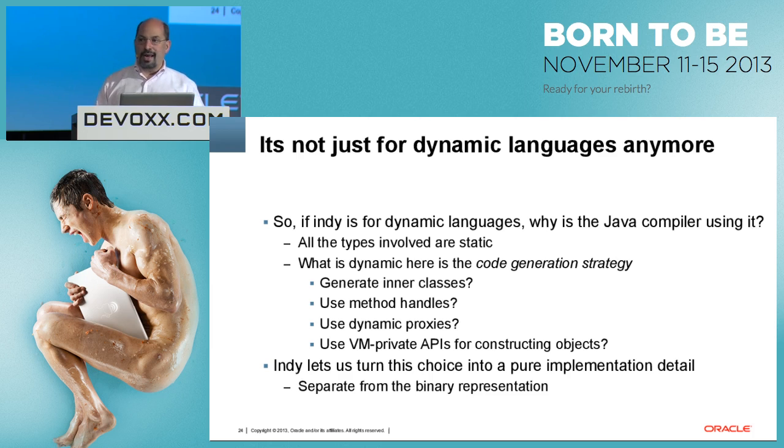So, a question you might ask: this thing has dynamic in the name. It was for dynamic languages. Why is the Java compiler using it? After all, the types involved are static. But what's dynamic here is not the typing. What's dynamic here is the code generation strategy.